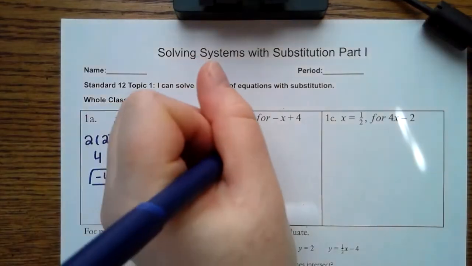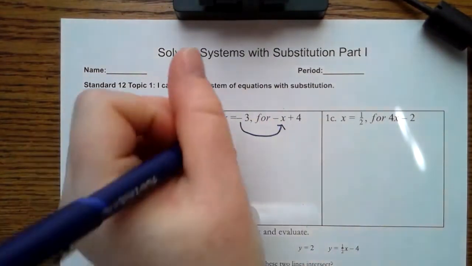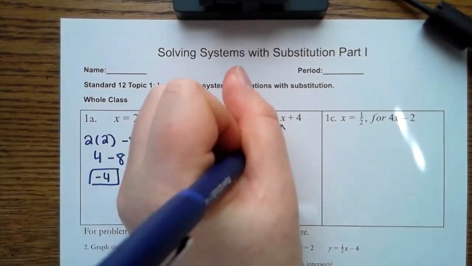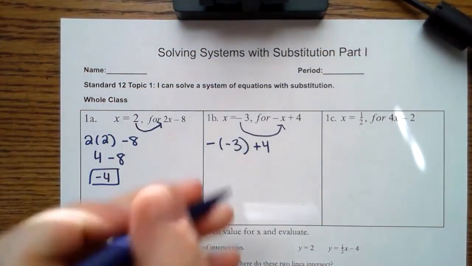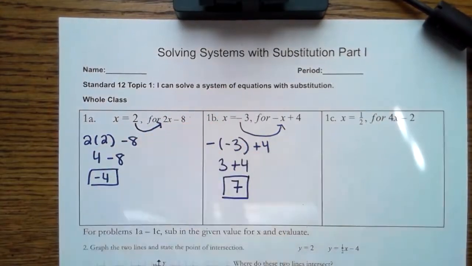Okay, this says x equals negative 3. So it's negative on the outside, parenthesis. I always put parentheses when I plug in. It just makes it easier to see what I'm doing. Well, negative 3 is really 3. So that answer is 7.